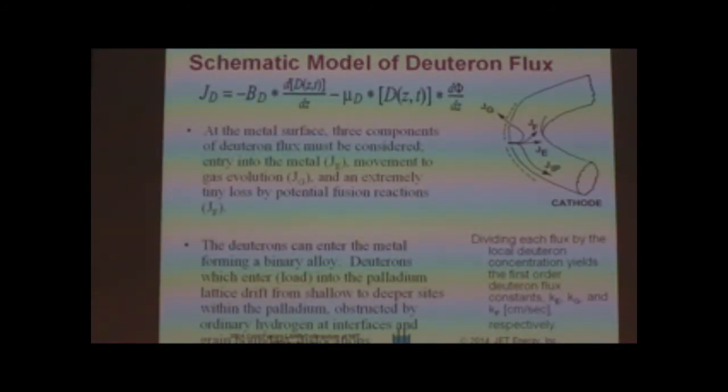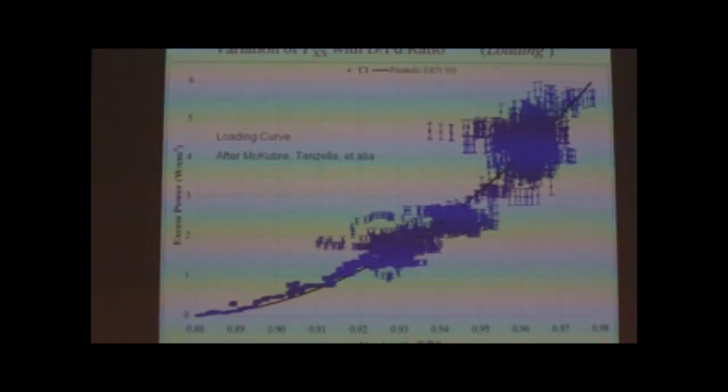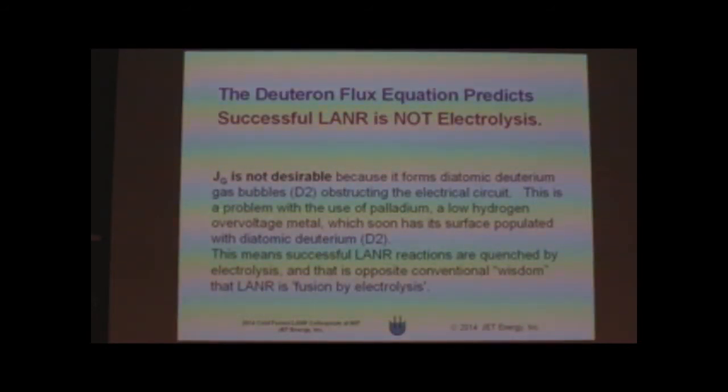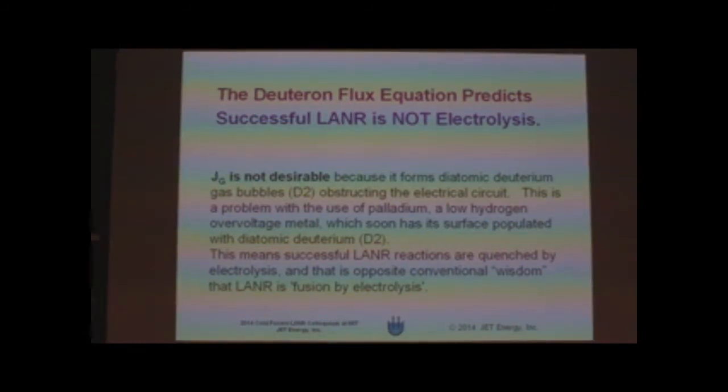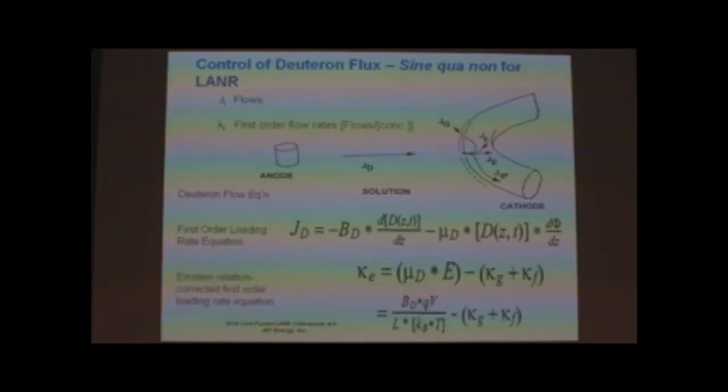Now, if we write the current and we put the terms in, we now can control loading. And we know that controlling loading is important because until we hit about 90% ratio of deuterons to palladium, we don't see excess heat. Now, the whole thing here is that JG, the amount that goes up in the gas, is an absolute loss. It cools the system. It loses the phonons. You lose your fuel. And in fact, you're doing exactly the opposite of what you want.